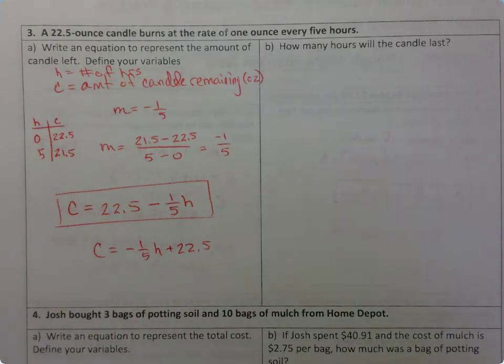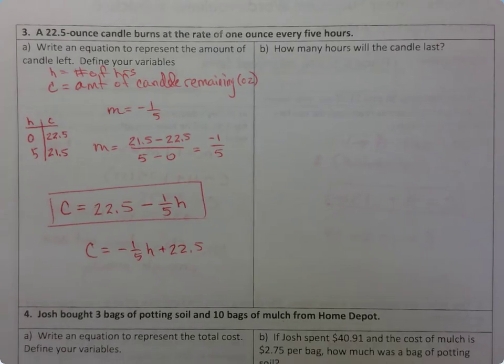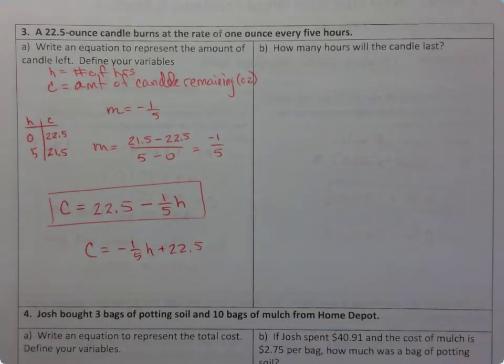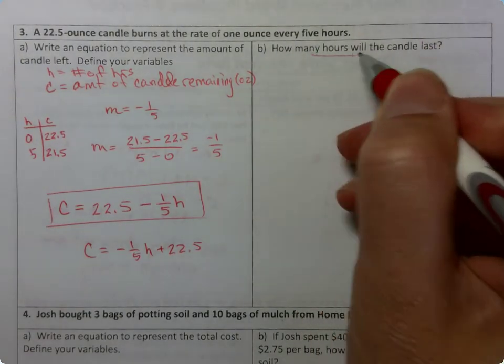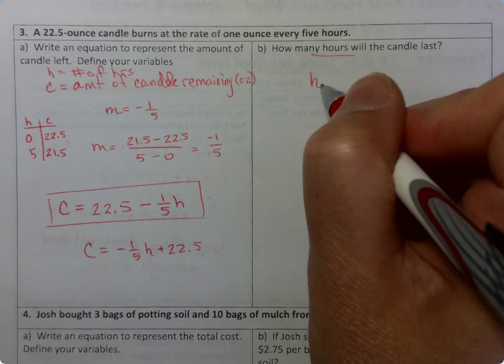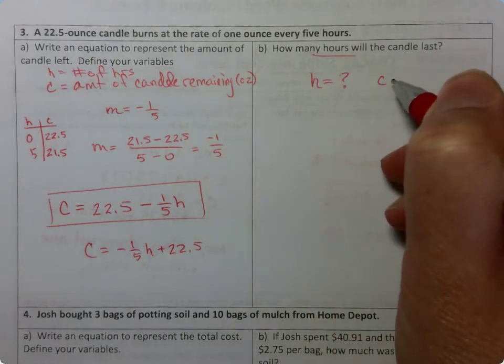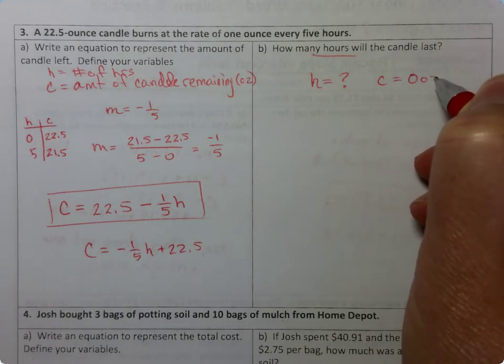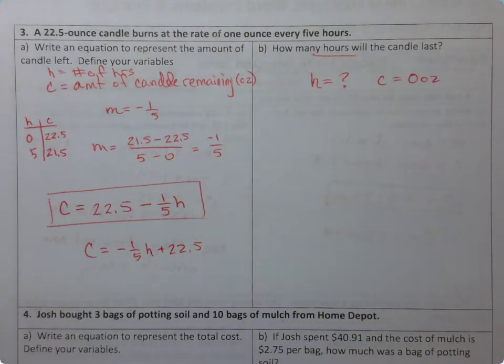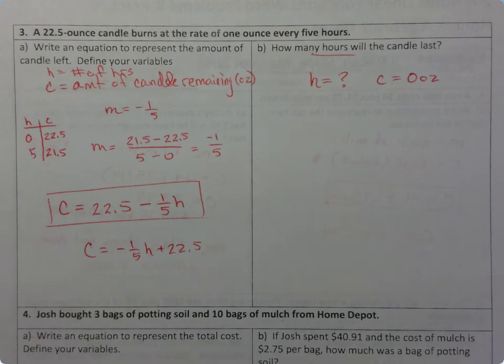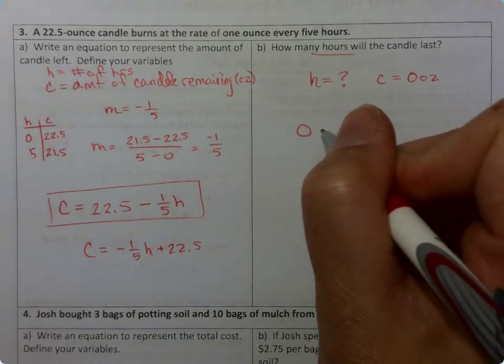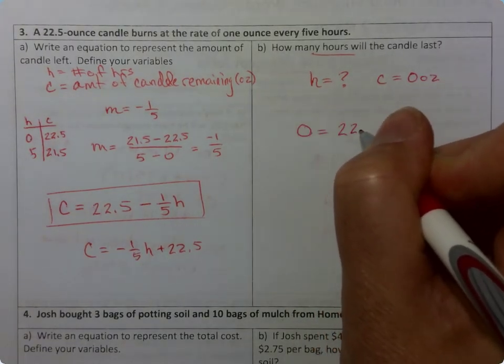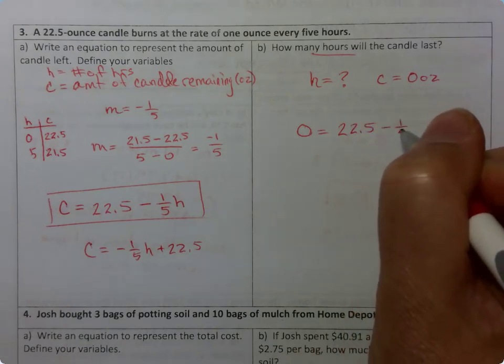Okay, so we want to know how long will the candle last. Okay, when the candle is gone, how many ounces are left? 0. Now, I know that's rough, and someone's going to say, oh, it never fully, we're just going to pretend that the candle is completely gone. So when it says how many hours will the candle last, I'm looking for how many hours, but the total amount of the candle is 0 ounces because it's gone. So I'm not plugging 0 in for H. I'm setting it equal to 0 and trying to find out how long that is going to take.